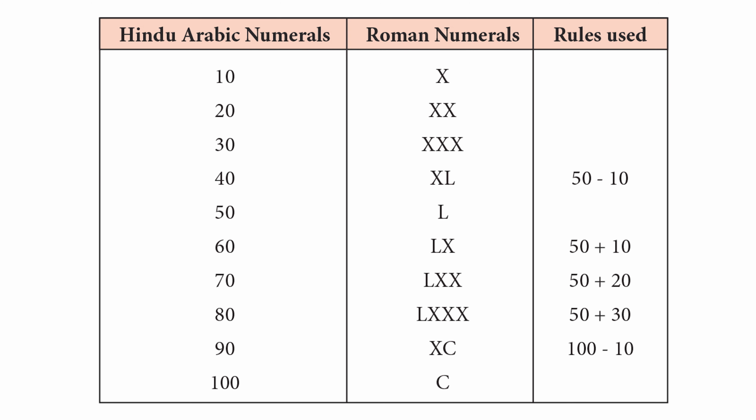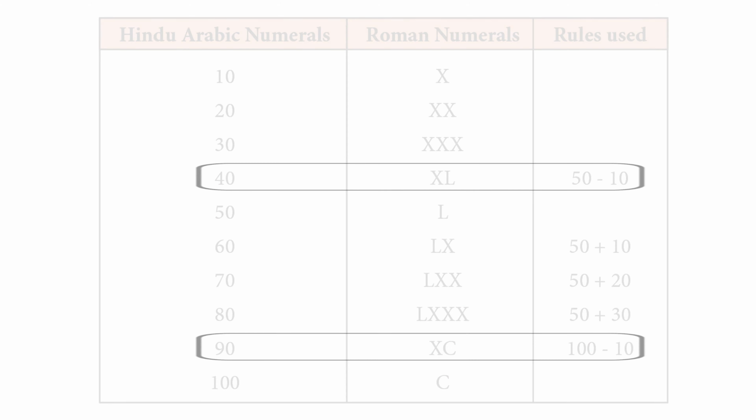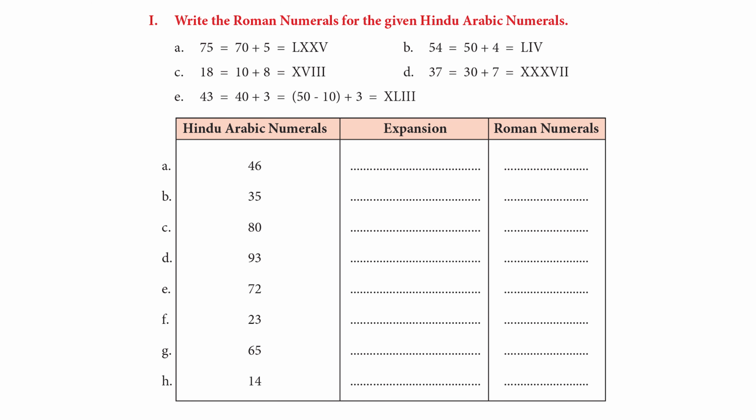Now, in the next table, you have all the Roman numerals and Hindu Arabic numerals for 10, 20, 30, 40, 50, 60, 70, 80, 90 and 100. Take a look at those, and if you notice, for 4 and 9, there is always a subtraction, but for all the others, the rest are addition. Okay, 4 and 9, always remember. Let's do some examples. Look at the screen, page number 71.